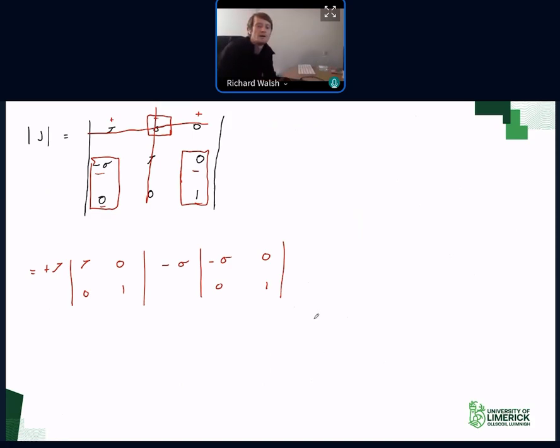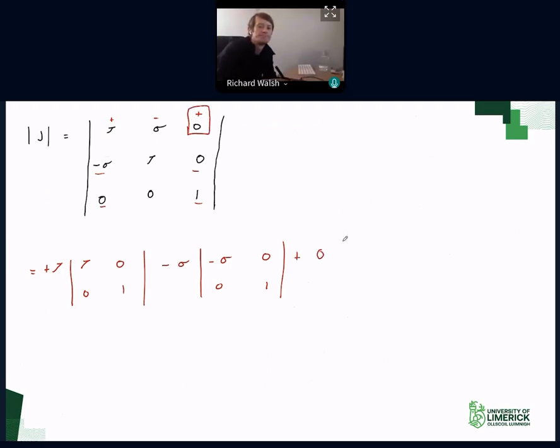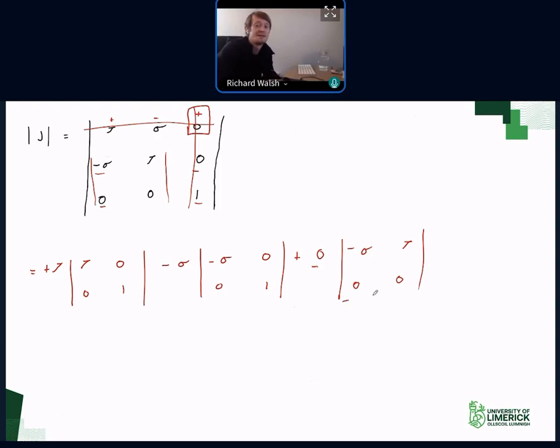And the last term in the first row is plus 0. So I'll take down plus 0 times, block off the row and the column, and note down the 2x2 matrix. Now, because that's 0 times the determinant, 0 times anything is just 0. So we can forget about that one.